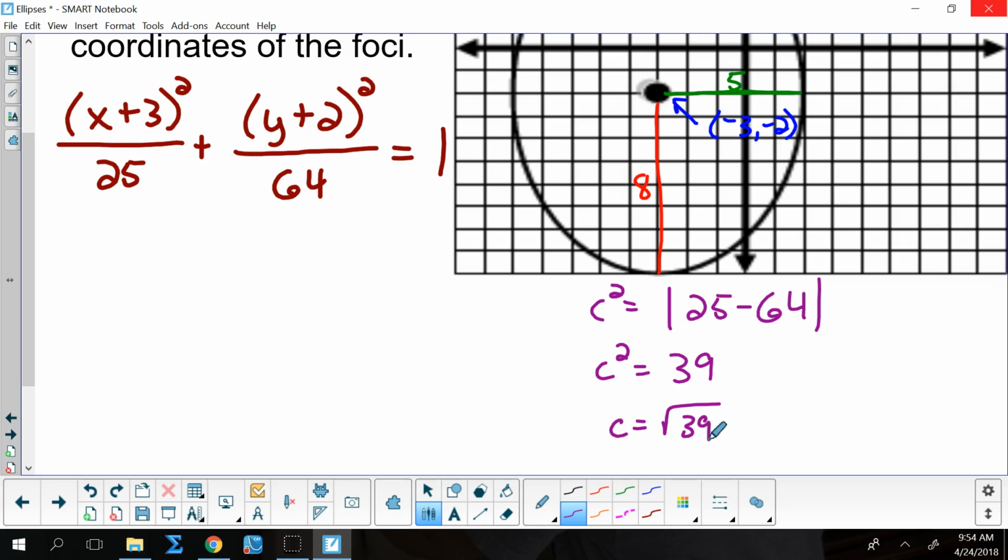Which one is major, vertical or horizontal? Vertical is major, so my foci then are going to be at (-3, -2 plus the square root of 39), and then I'm going to subtract it from there. Really, that's 2 points, but it's only written as 1 because of the plus and minus. Okay?